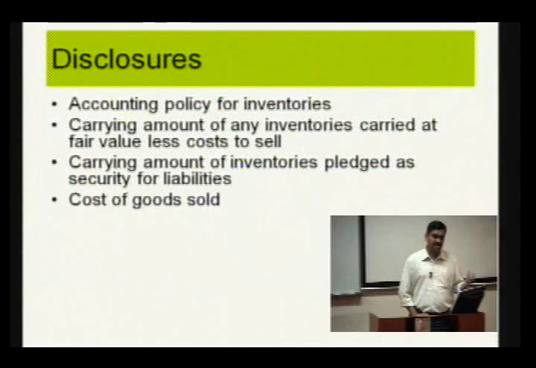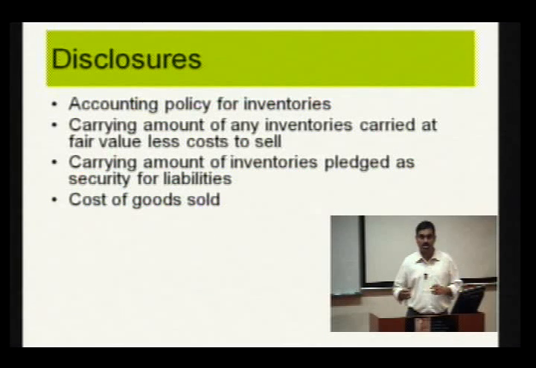In the same way, like any other standard, IAS 2 also talks about the disclosure. It says to mention very clearly the accounting policies for the inventories, the carrying amount of those inventories, whether carried at cost, fair value or the cost to sell, the carrying amount of inventories if at all they are pledged as a liability somewhere, and also the cost of goods sold. So, IAS 2 exclusively focuses on inventory. It affects COGS and the assets shown on the balance sheet as an inventory, and it affects the profit.